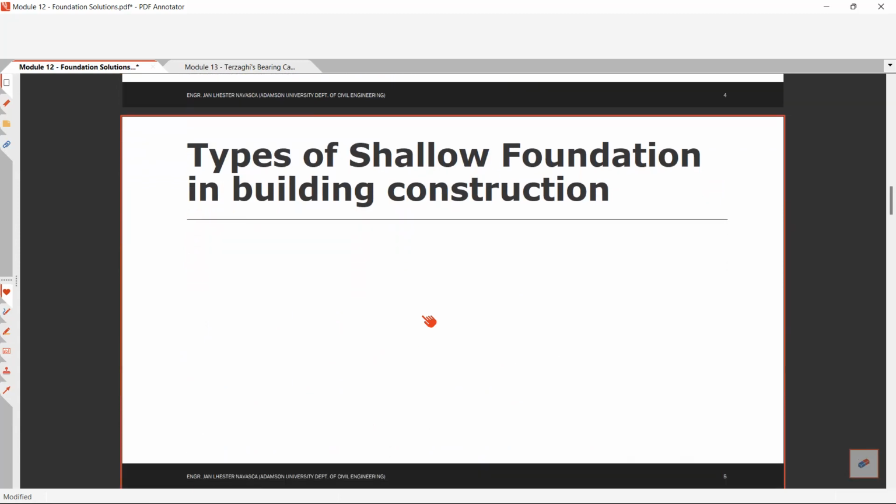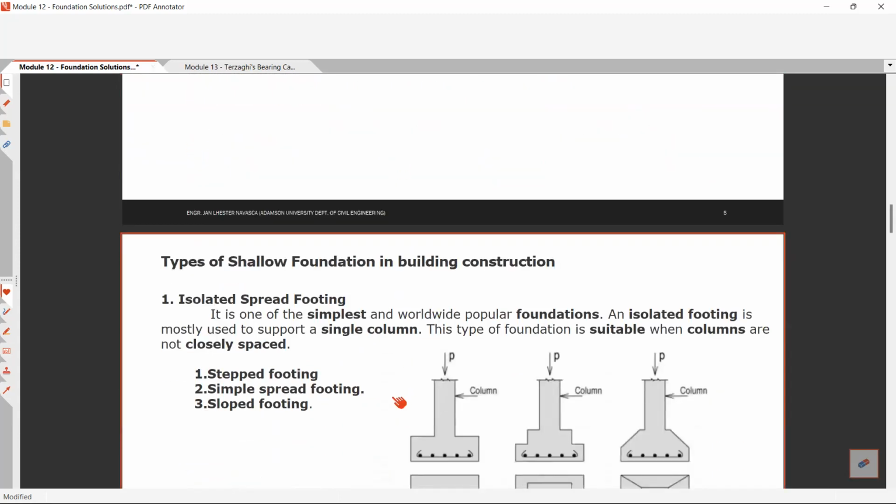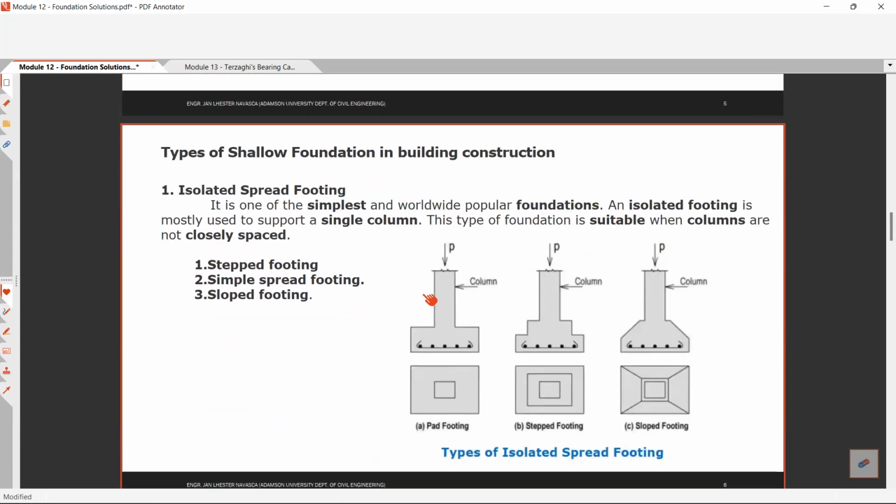So there are different types of shallow foundation in building construction. Number one is the isolated spread footing. It is one of the simplest and worldwide popular foundations. An isolated footing is mostly used to support a single column. This type of foundation is suitable when columns are not closely spaced.